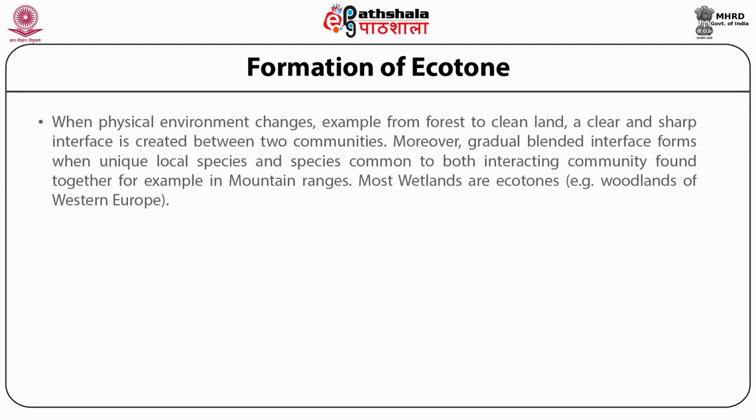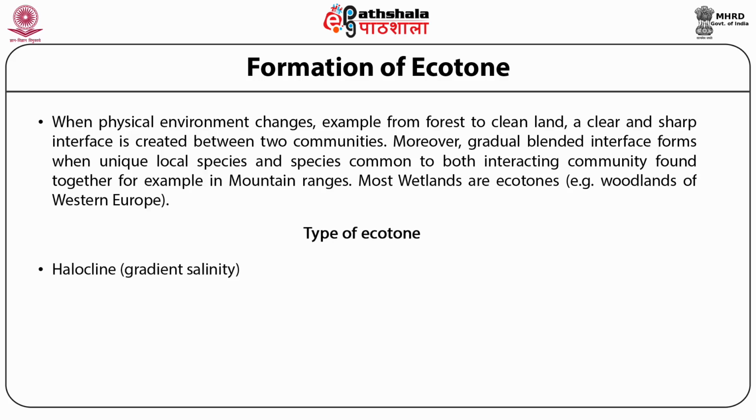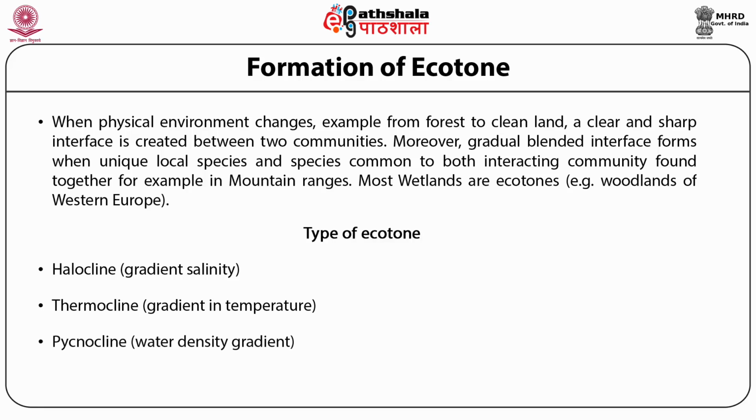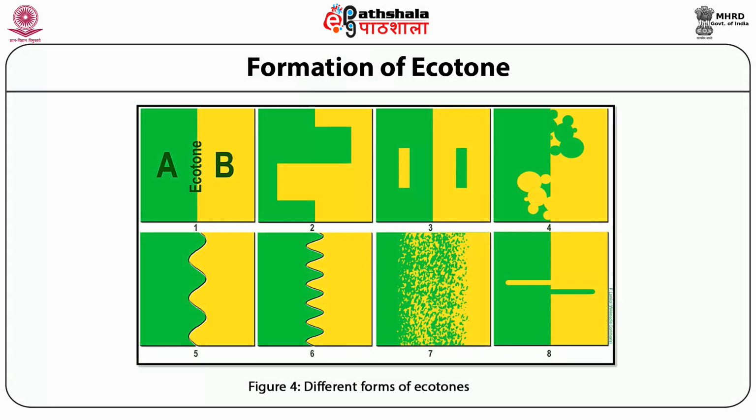Formation of ecotone: when the physical environment changes, for example from forest to cleared land, a clear and sharp interface is created between two communities. Moreover, a gradual blended interface forms where unique local species and species common to both interacting communities are found together. For example, in mountain ranges, most wetlands are ecotones, for example woodlands of Western Europe. Types of ecotone: halocline, gradient of salinity; thermocline, gradient in temperature; picnocline, water density gradient; chemocline, chemical gradient. This figure represents different forms of ecotones.